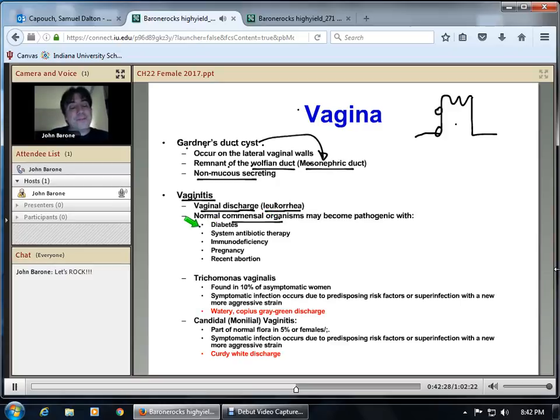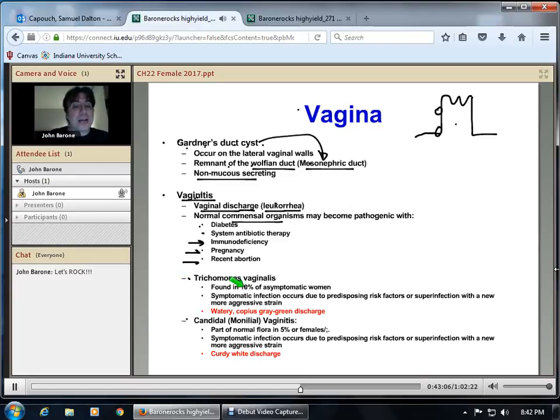Well, diabetes. If you get diabetes, the high sugar can allow growth of certain bacteria over others. If you take antibiotics, this is a big one. A lot of women get yeast infections after they take an antibiotic because it knocks out the normal guys, and now yeast will take over. Immunodeficiency: you lose your immune system, you start getting infections. Pregnancy and recent abortions. These are all things that can allow bacteria or fungi to take over. Classic examples of this are trichomonas and candidiasis, two classic causes of inflammation.